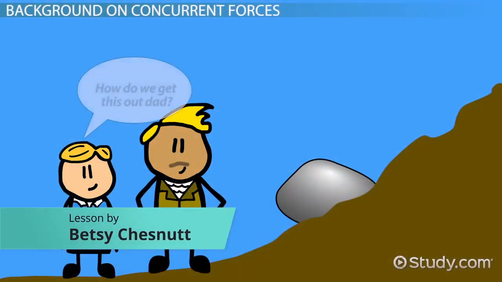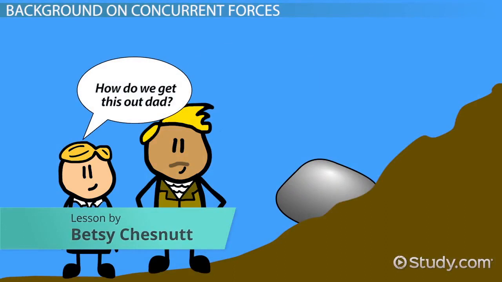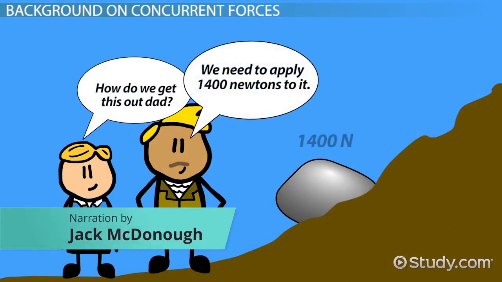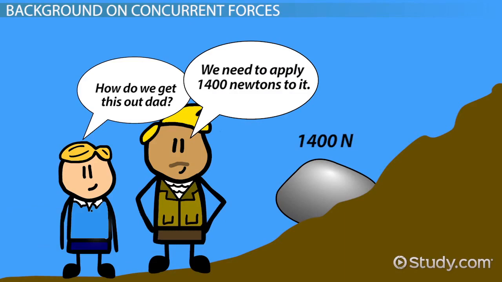Joe and his father are trying to pull a big rock out of the ground. They know that if they apply a force of 1400 N to the rock, it will move. However, neither Joe nor his father can apply this much force alone.